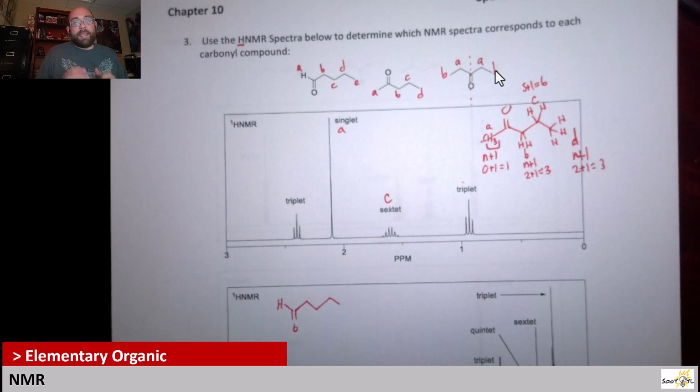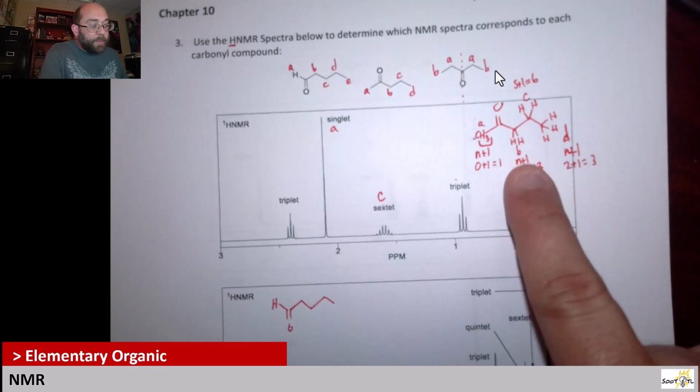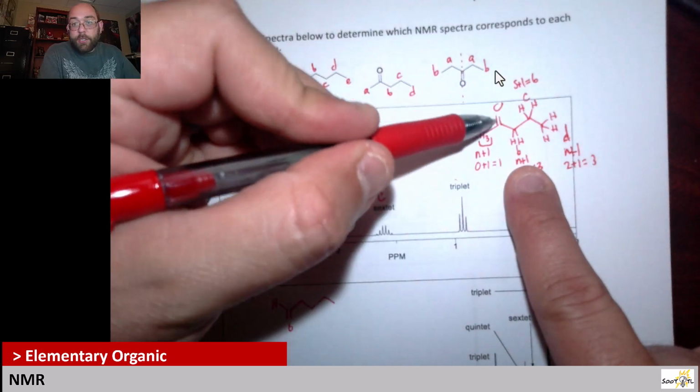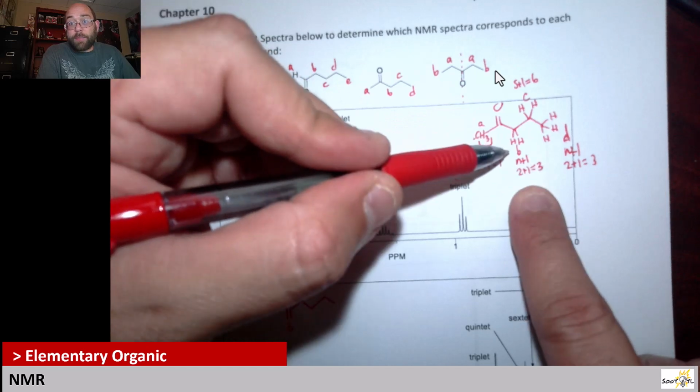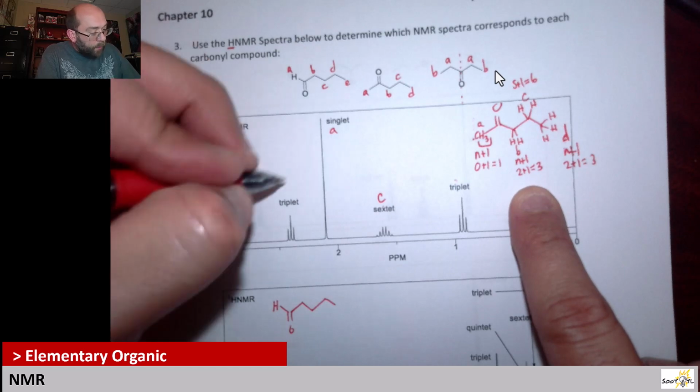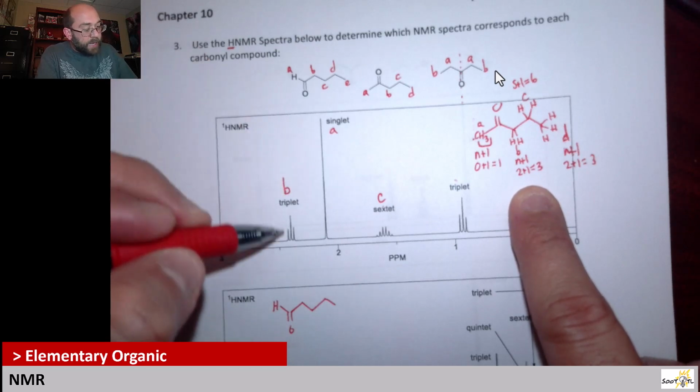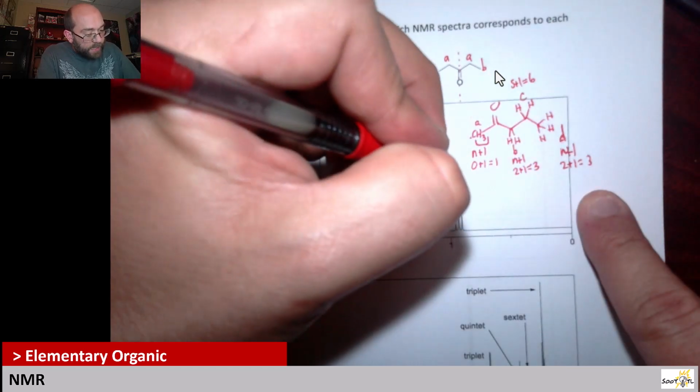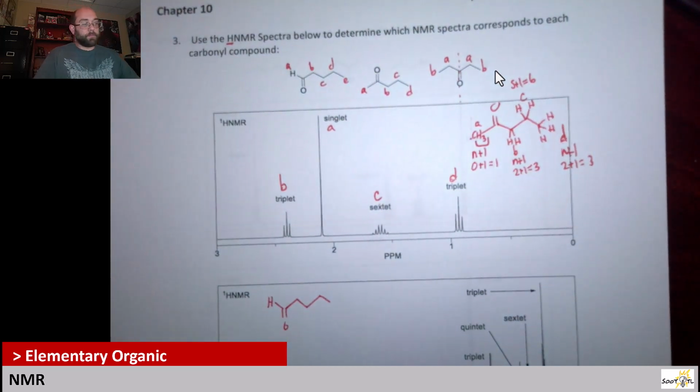So how do we get that? Well, as hydrogens get closer to electron withdrawing groups, or closer to electronegative atoms, or closer to pi bonds, they tend to become more deshielded. These B hydrogens are closest to this electronegative or electron withdrawing group, so I would expect them to give me a triplet that's at a higher number. So I would suspect that the B hydrogens gave me this triplet, and that the D hydrogens gave me that triplet.